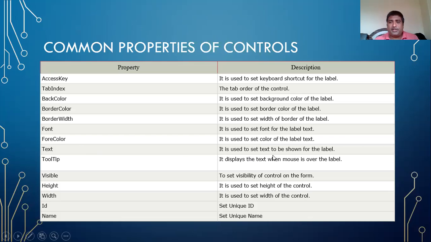The Text property is used to display the text on the control. Tooltip is used to display some text that helps the user understand the control. Next is Visible. If the Visible property is true, then we can view that control. If the Visible property is false, then we cannot view the control. Then Height and Width, we can set the height and width of the control. ID is the unique property name, and one thing remains: the runat property. Its value is server.